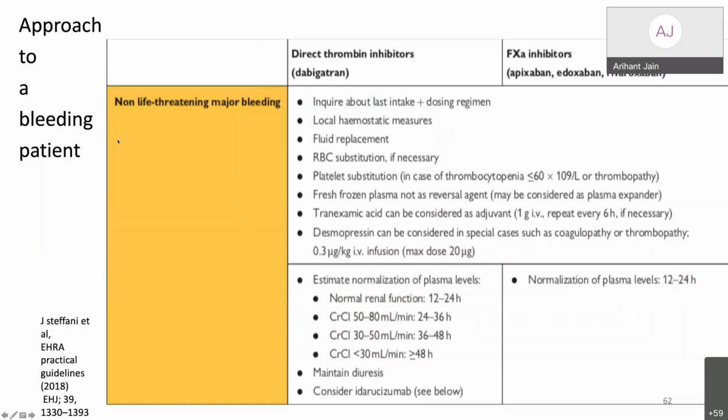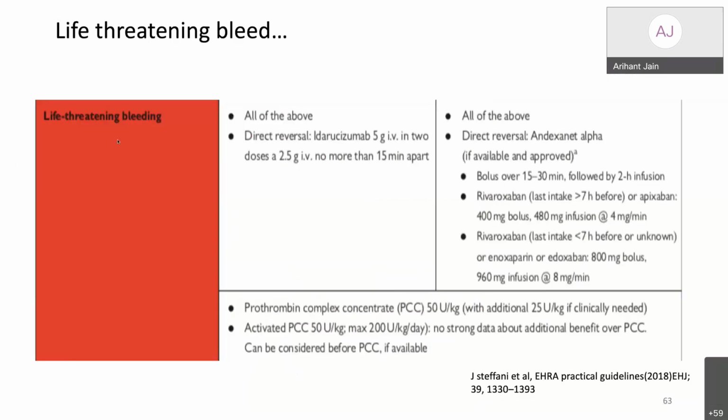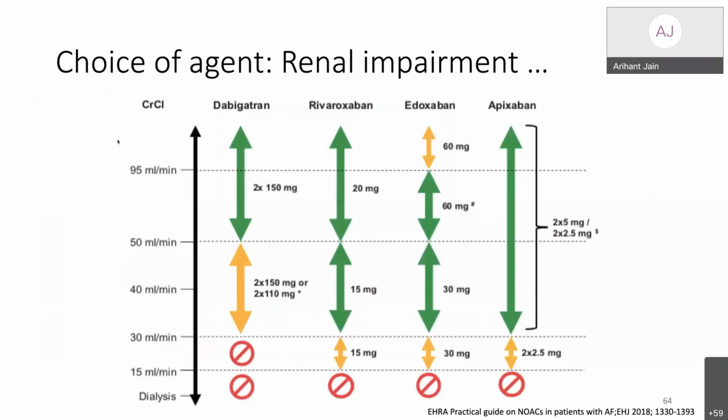So basically, whenever a patient on an anticoagulant comes with a bleeding, you have to identify whether it is a minor bleed, a non-life-threatening major bleed, or a life-threatening major bleed, and that will decide whether you want to use one intervention, two interventions, or multiple interventions.